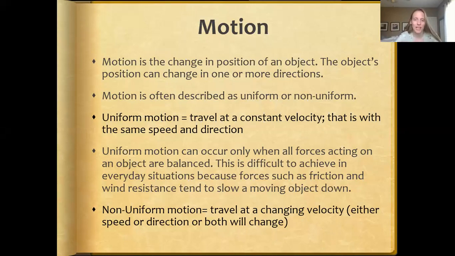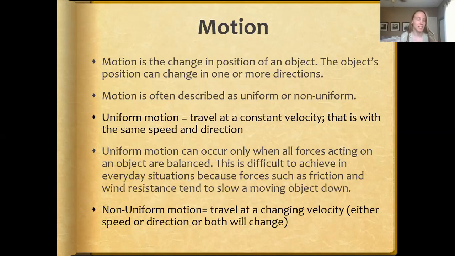So for example, if a car is traveling at 80 kilometers an hour due north the entire time, that would be uniform motion. That can only occur if all of the different forces on an object are balanced, which is actually really difficult to achieve in an everyday situation. Even if you put your car on cruise control, if you come up to an incline where you're going up a hill, it might take a minute for the engine to rev up enough to keep you at 80 kilometers an hour or whatever. And so you might drop down a little bit.